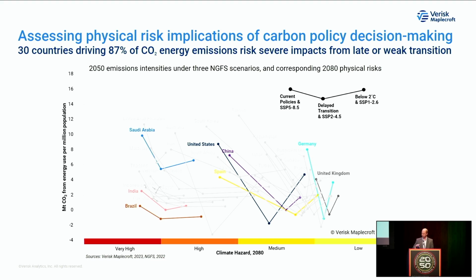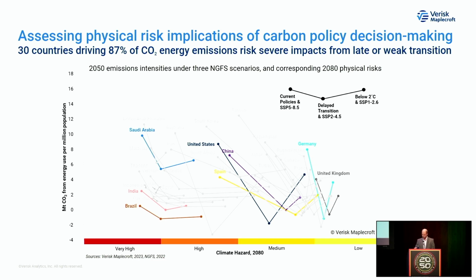And there's 3 data points for each country, representing the per capita emissions and physical risk under 3 different scenarios. So the current policy trajectory is on the left, a delayed transition is the middle data point, and then on the right, it's a below 2 degree scenario. So there's a couple of takeaways from this graph.